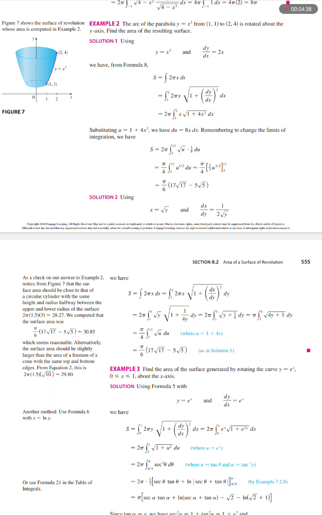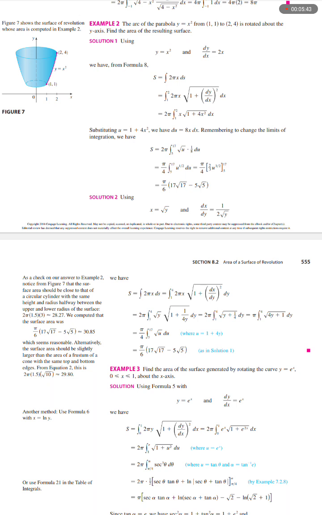the integral from 1 to 4 of the square root of y times the square root of 1 plus 1 over 4y dy equals 2 pi the integral from 1 to 4 of the square root of y plus 1/4 dy equals pi, the integral from 1 to 4 of the square root of 4y plus 1 dy equals pi over 4, the integral from 5 to 17 of the square root of u du, where u equals 1 plus 4y, equals pi over 6 (17 times the square root of 17 minus 5 times the square root of 5), as in solution 1.